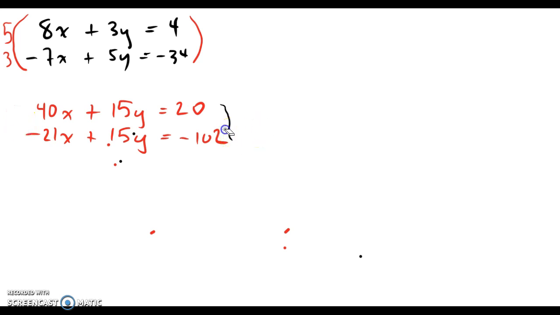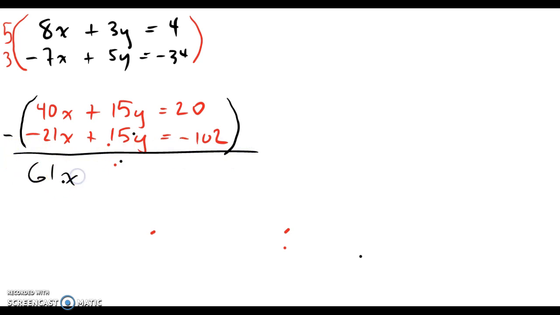So what I'm going to do is hit every single term with the minus sign. So I'm going to go 40 minus negative 21 is positive 61. 15y minus 15y is 0, so we don't have to worry about that anymore. 20 minus negative 102 is positive 122. Divide by 61, and we find out that x is equal to 2.